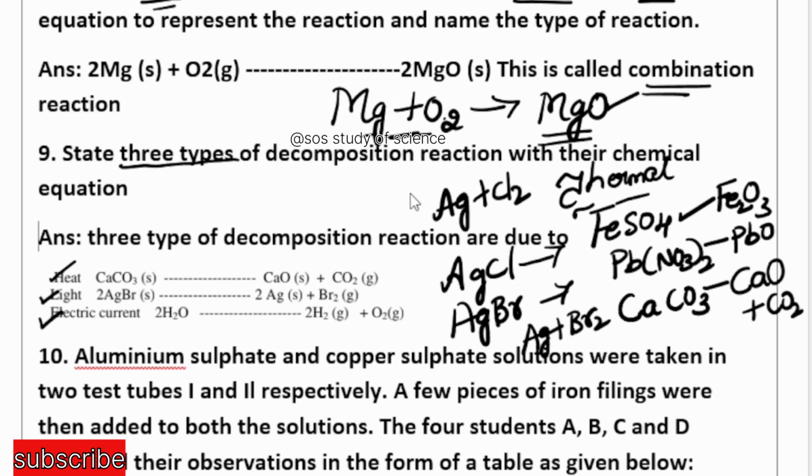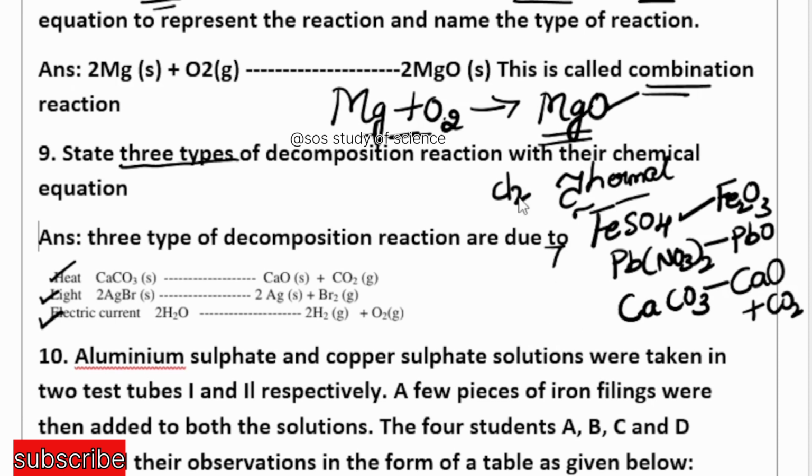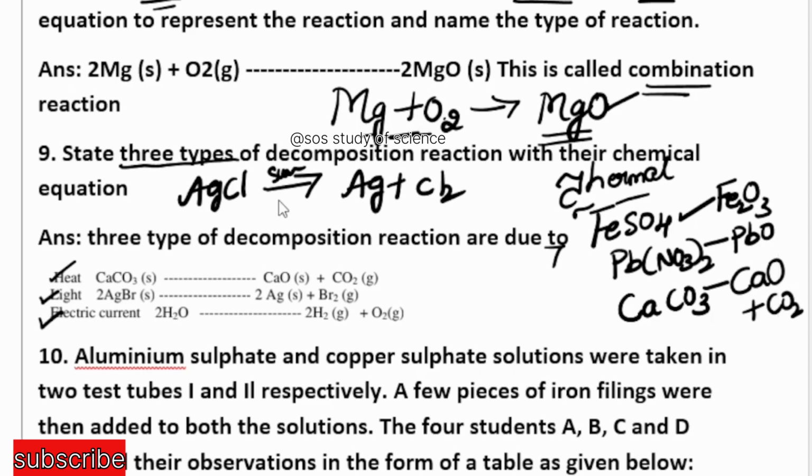See, decomposition of silver chloride and silver bromide is very important, and both silver chloride AgCl and silver bromide AgBr are used in black and white photography. Okay, so this is how you have to write, and you should write sunlight on top of the arrow mark. Last one, electrolytic decomposition.